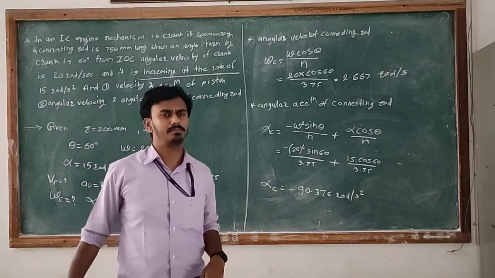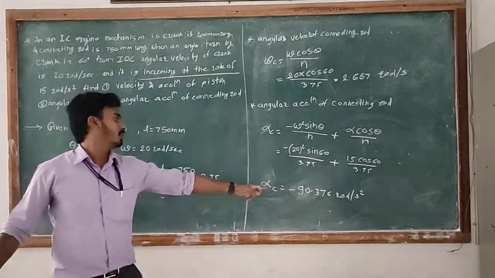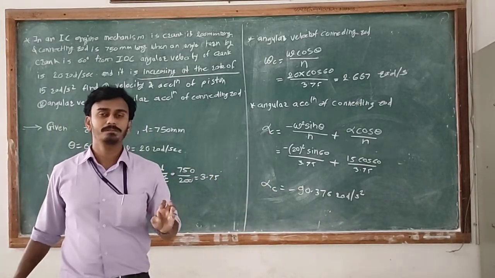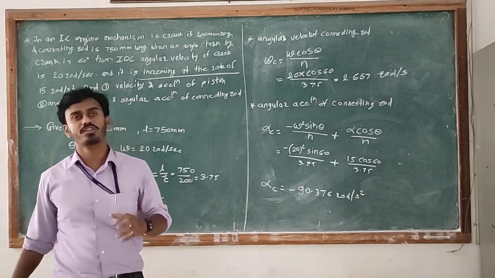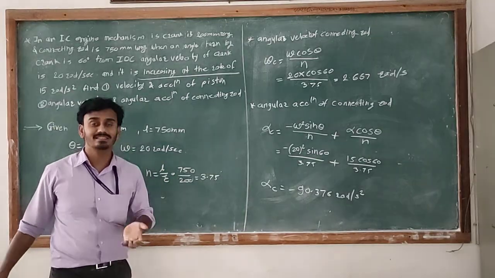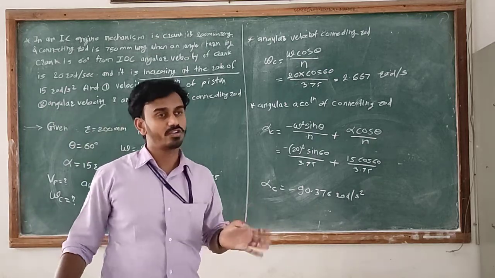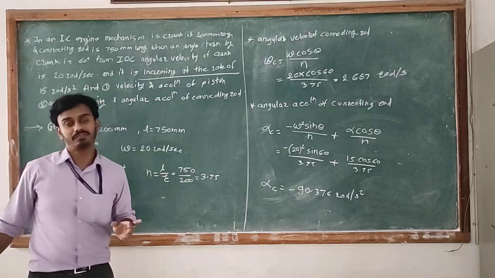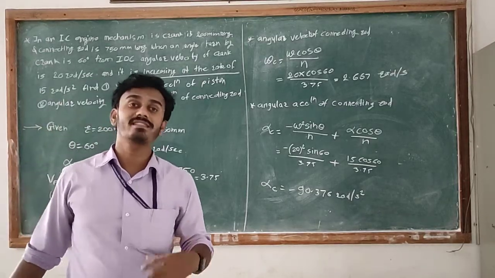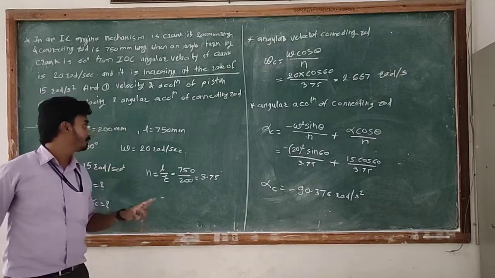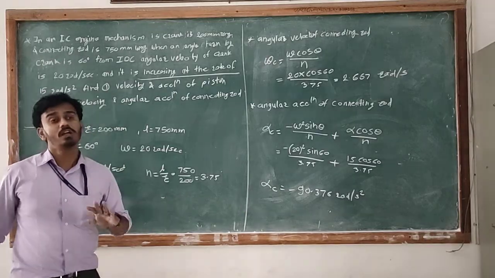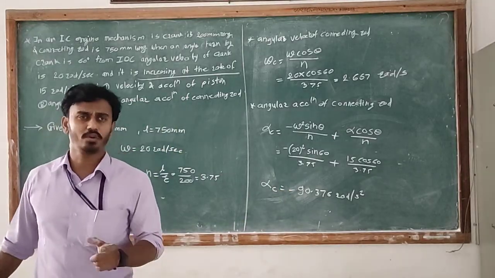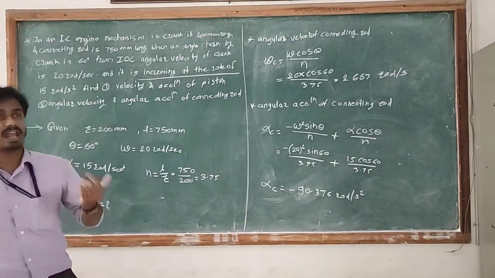What is the meaning of this negative sign? This negative sign indicates that the direction of rotation of the crank and the connecting rod is the same. It means if the rotation of the crank is clockwise, the connecting rod is also rotating clockwise, and when the rotation of the crank is anti-clockwise, then the rotation of the connecting rod is also anti-clockwise.